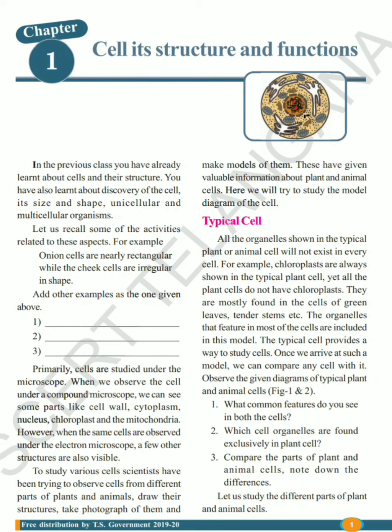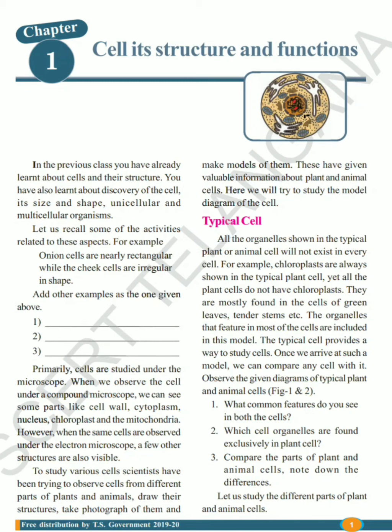Today we are going to learn the first chapter from ninth class biology, which is cell, its structure and functions. So guys, in your previous class you might have learned about the cell, its structure, as well as you might have studied about the discovery of the cell, its size, shape, unicellular organisms and multicellular organisms. Now let us recall some of the activities which you might have performed in your previous class, like the onion cells experiment and cheek cells experiment.